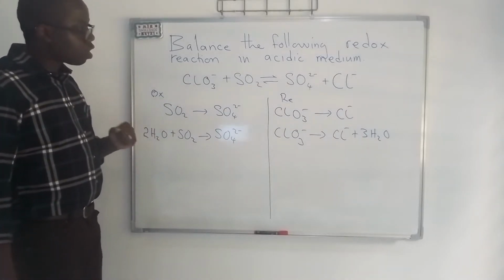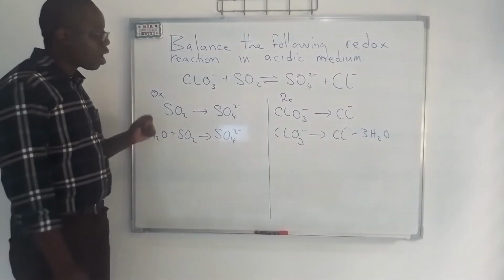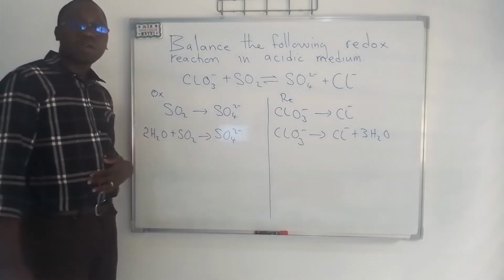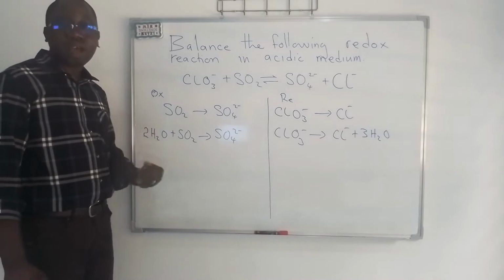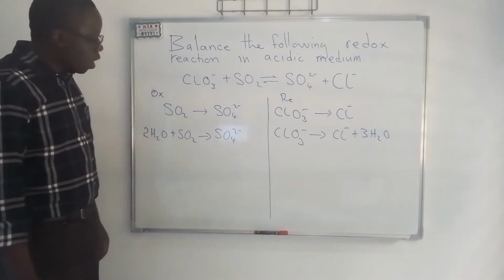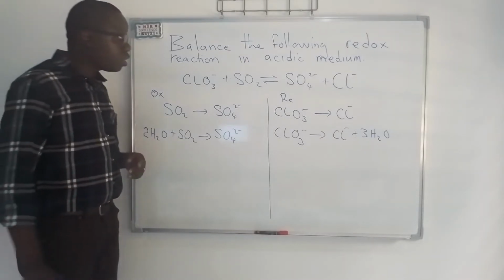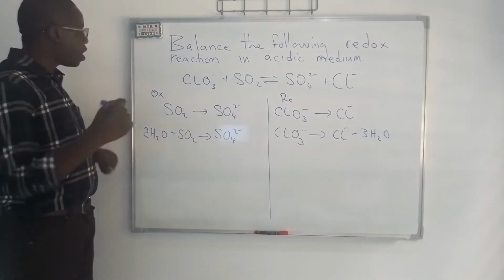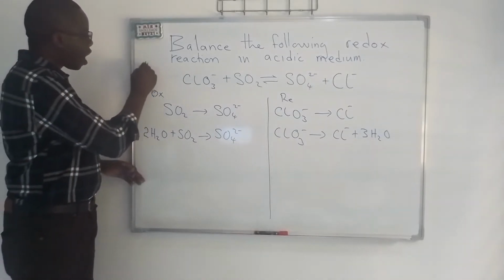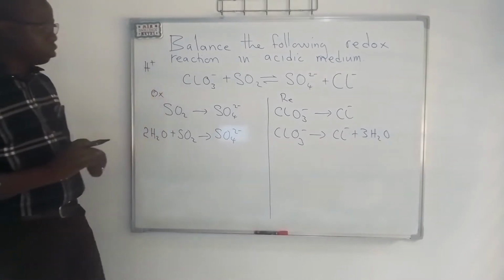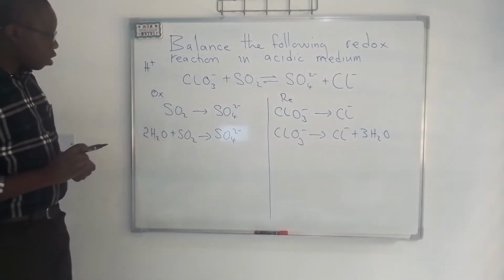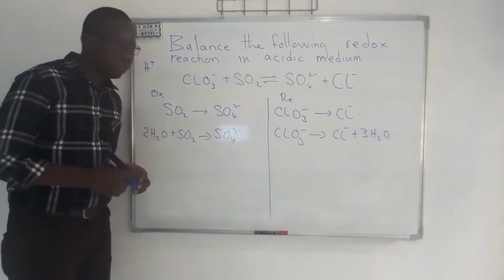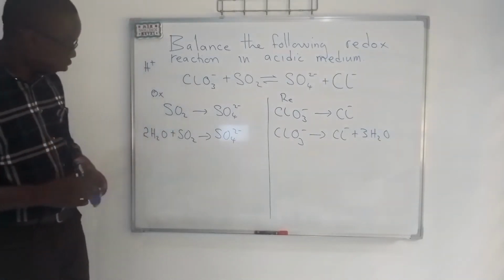Now you notice that we have introduced the hydrogen atoms. So the next step now is to balance the hydrogen atoms. Now how do you balance the hydrogen atoms? We balance the hydrogen atoms by introducing the ions of hydrogen. So how do we know how many ions of hydrogen should be introduced?